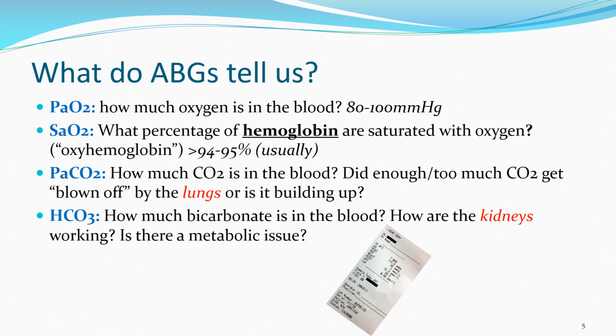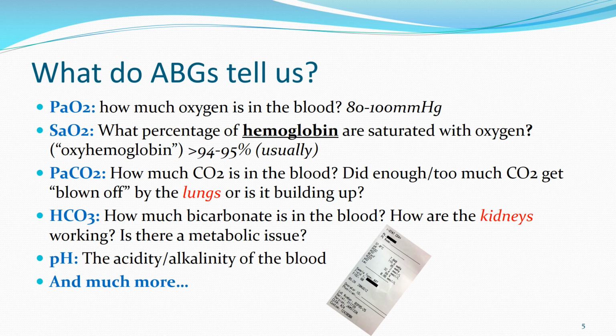Now, bicarbonate, or HCO3, really tells us about the metabolic system, and it's controlled by the kidneys. So if my kidneys are retaining bicarbonate and not urinating it out, then I'm going to have higher levels of bicarbonate floating around in my blood. If my kidneys excreted more bicarbonate in the urine, then there's going to be lower levels of bicarbonate left in the bloodstream.